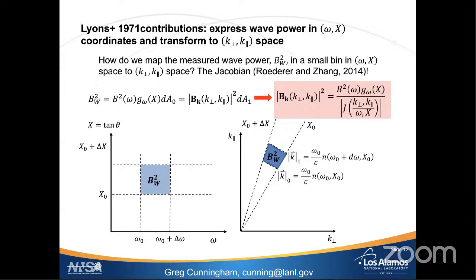After transformation of coordinates, the total wave power doesn't change, so we still have B_w squared, but the volume in frequency and x, where x is the tangent to the wave normal, is different than it is in k perp, k parallel. If we multiply the distribution function in frequency and x space by the volume in that space, it must equal the same product as in k perp, k parallel space. This equality results in the correct formula to use for relating the distributions of power in these two spaces, shown in the pink box. The Jacobian of the transformation, which is physically the ratio of infinitesimally small volumes in the two coordinate systems, is used to normalize one distribution to the other. Next slide.